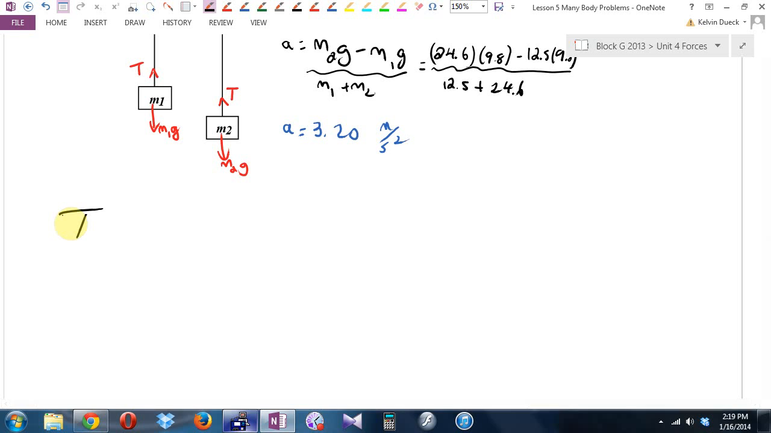M1G. Is that going to equal the mass of both times A? Why? Because I'm only looking at one mass. I better only have one mass. Double check. Do I know mass 1? Do I know G? Do I know A? Good to go. I just got to get the tension by itself.